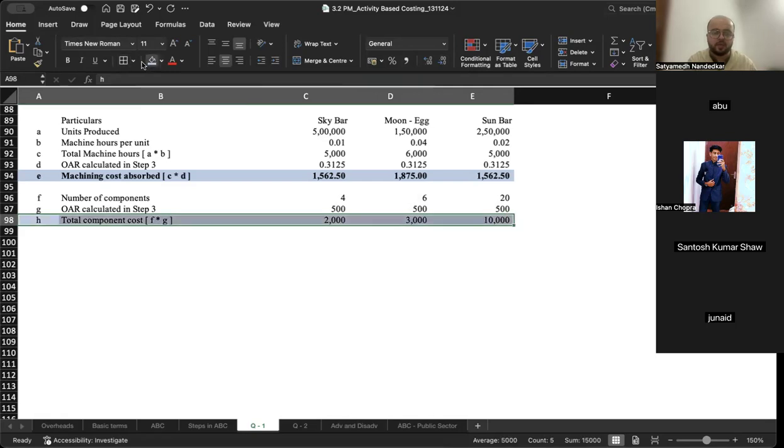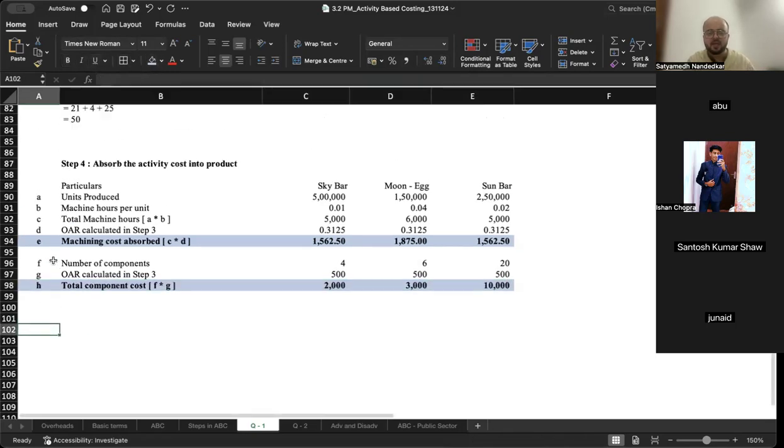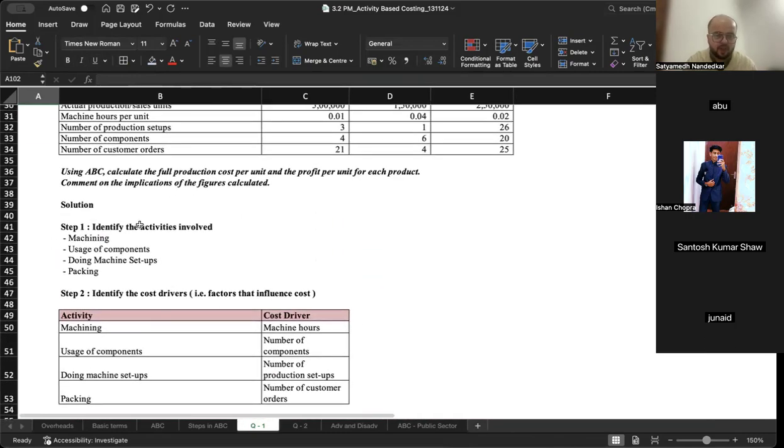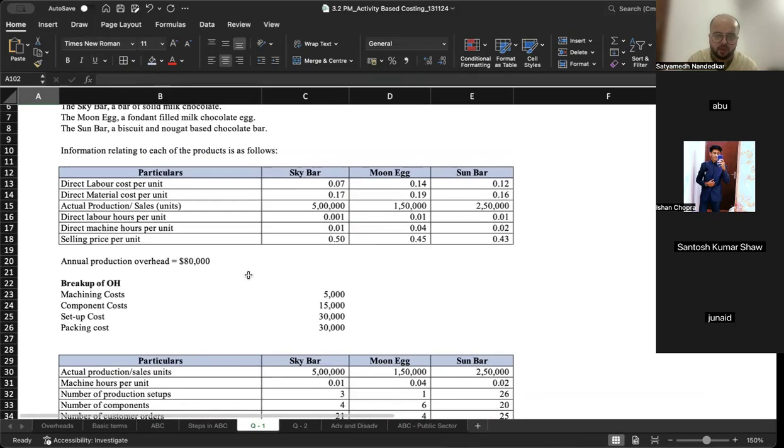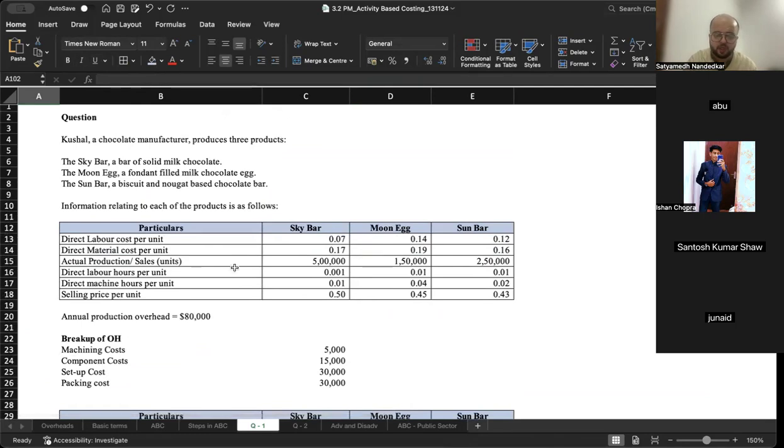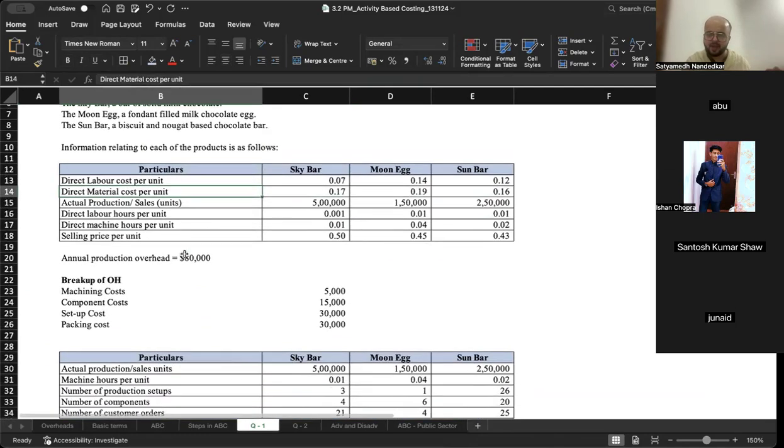What is my ultimate objective? I need the full production cost per unit. Okay. I need the full production cost per unit. Material and labor I will add later.